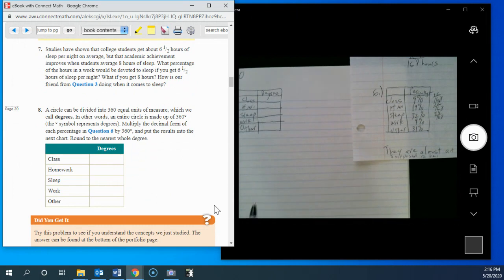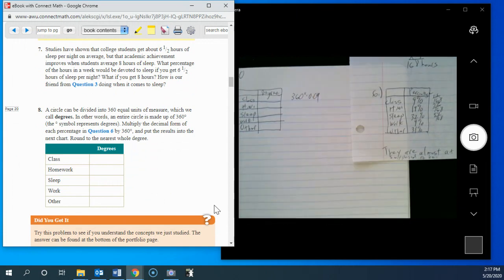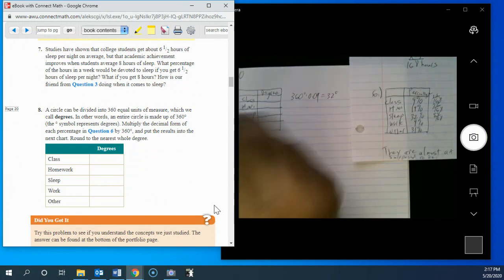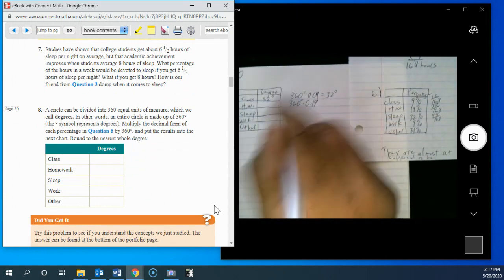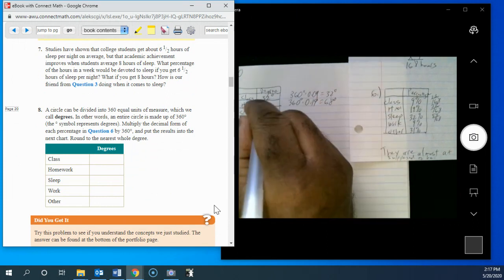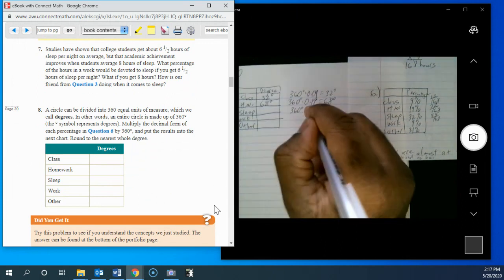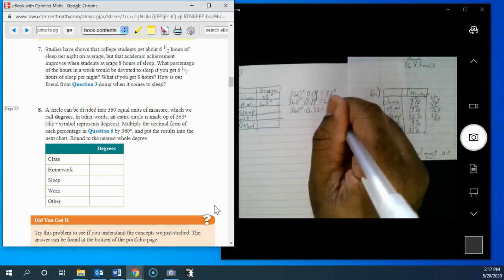Okay, for class, we know this class is at 9%. So we will take 360 degrees times 9%. And when we multiply that, we round to the nearest degree. So that'd be 32 degrees. Next, we will take 360 degrees times the 19%. And that would give us 68 degrees. Take 360 degrees times 32%. And we have to change that percent to a decimal, and that would give us 115 degrees.